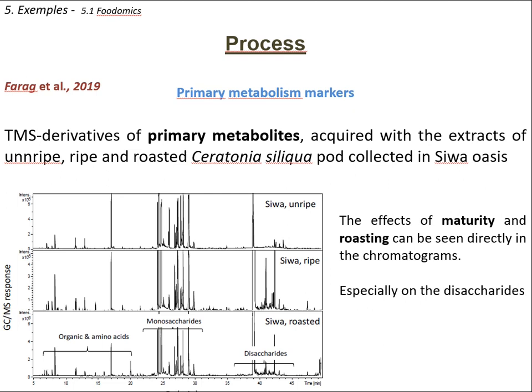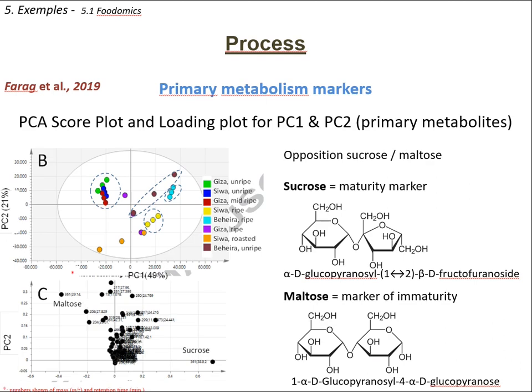And here is the effect of ripening. So you have unripe, ripe, and roasted Ceratonia siliqua pods collected in Siwa. You can see some differences concerning maturity and roasting directly on the chromatogram, especially in the region of disaccharides, like sucrose, for example, or many disaccharides like maltose and so on. So here is the case for sucrose and maltose with the PCA score plot and the loading plot.